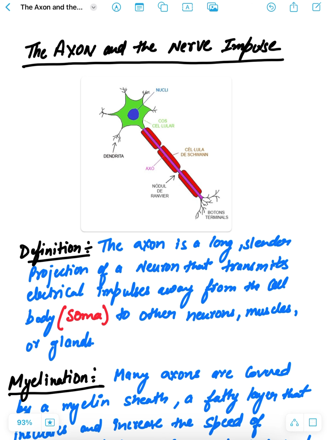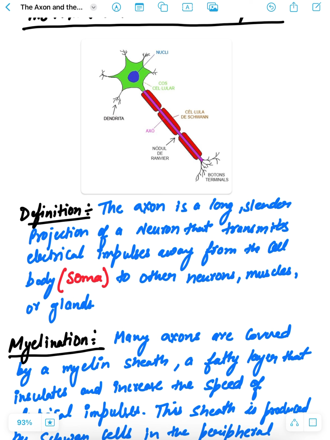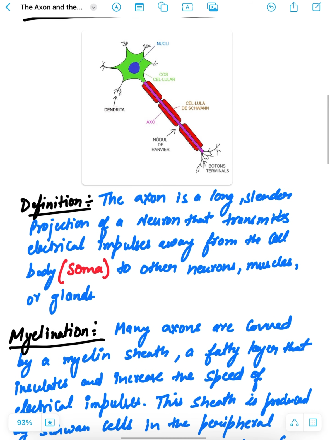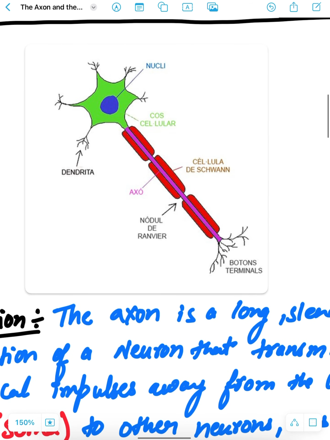Today's topic is the axon and the nerve impulse. Let's start with the definition. The axon is a long, slender projection of a neuron that transmits electrical impulses away from the cell body, the soma, to other neurons, muscles or glands. Let's see the diagram. In this portion is the nucleus, this is the dendrites, the cell body, the axon, and the terminals.